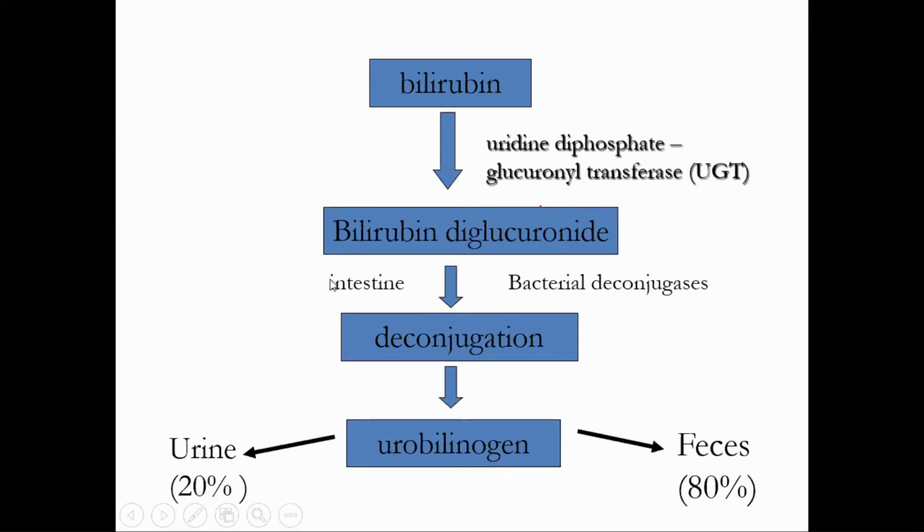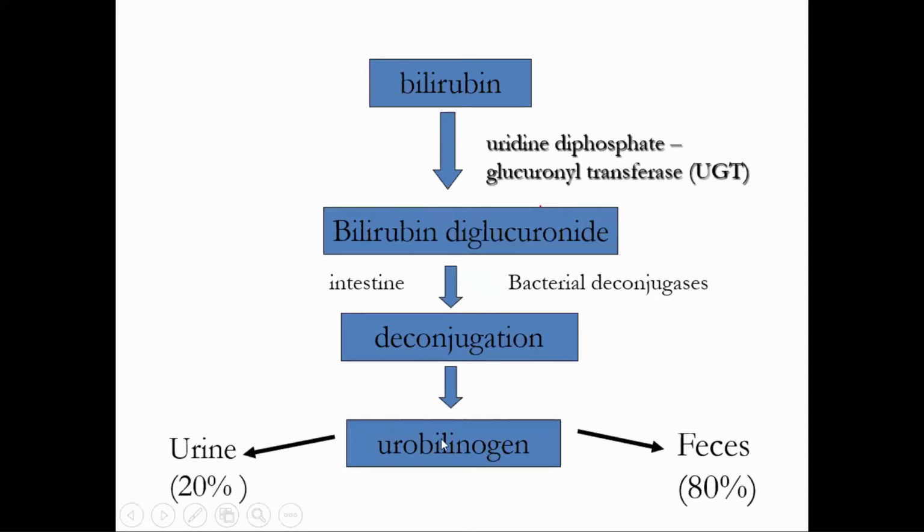In the bile, it is secreted and goes to the intestine, where bacteria cause deconjugation. Bacterial action deconjugates the bilirubin, leading to the formation of urobilinogen and stercobilinogen. In feces, it is excreted as stercobilinogen, 80%, and 20% goes to urine. So this is a normal process, with 20% in urine and 80% in feces.